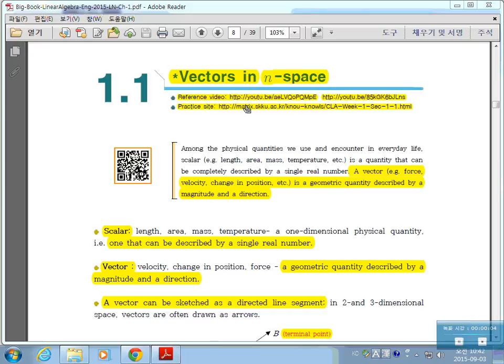Okay, section 1.1, vectors in n space. You have learned vectors from two-dimensional or three-dimensional vectors in the earlier years. Now we're going to expand those concepts to n-dimensional spaces.